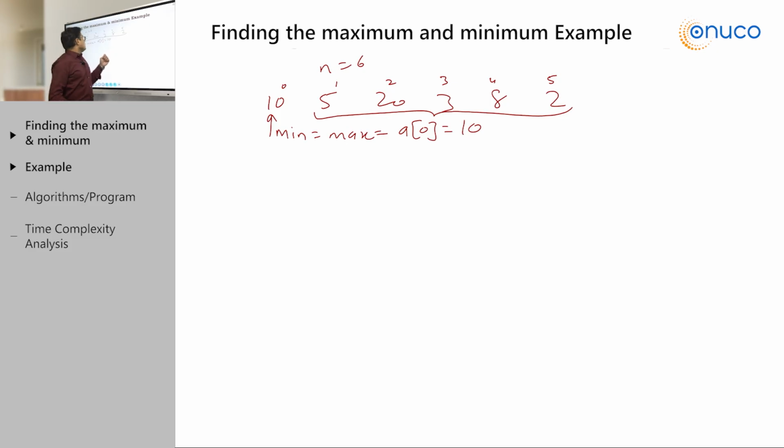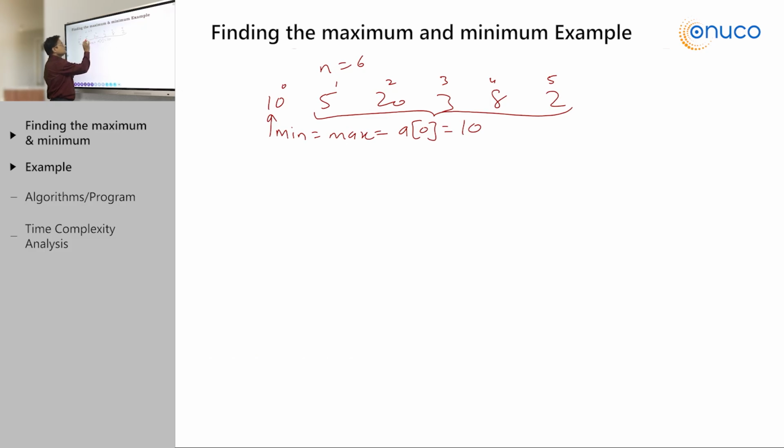After this, we are going to compare 10 with 5. Since 5 is lesser, we store min as 5, and 10 is greater between 10 and 5, so max will be 10 only. Similarly, now we compare the next element, 5 with 20. Still 5 is the minimum. 10 with 20, now the maximum is 20. So we are going to update again and again. Now 5 is the minimum, 20 is the maximum.